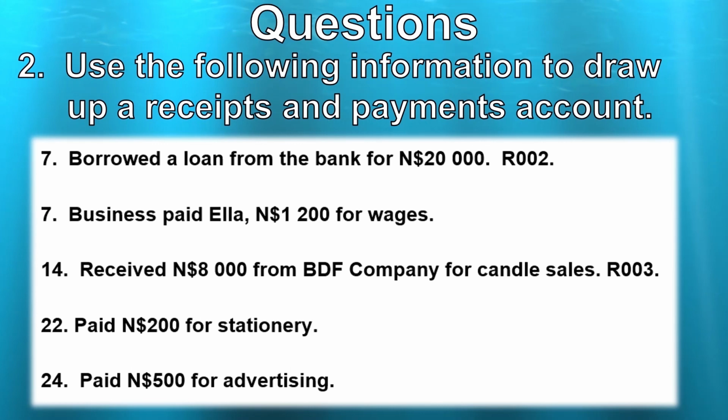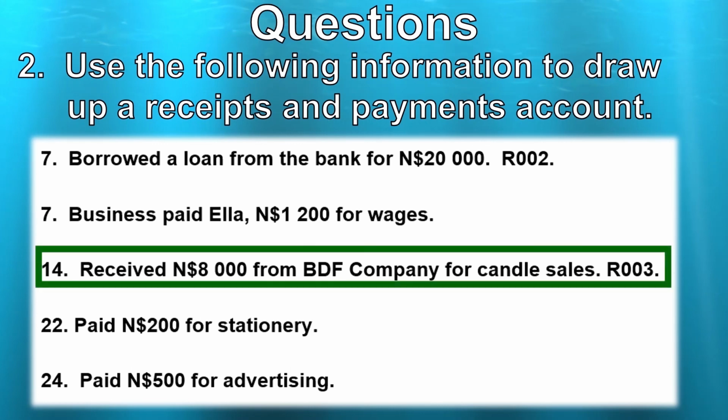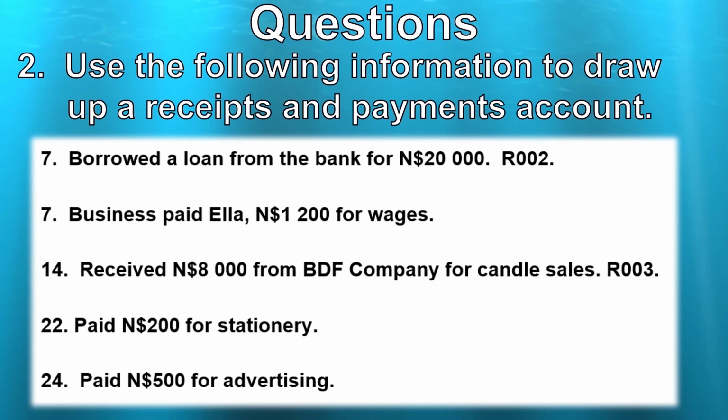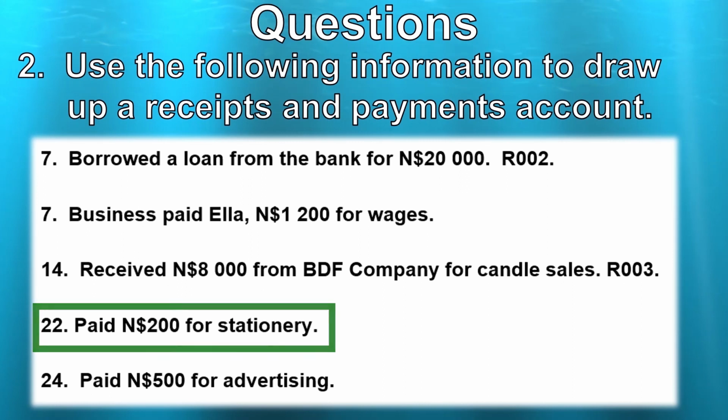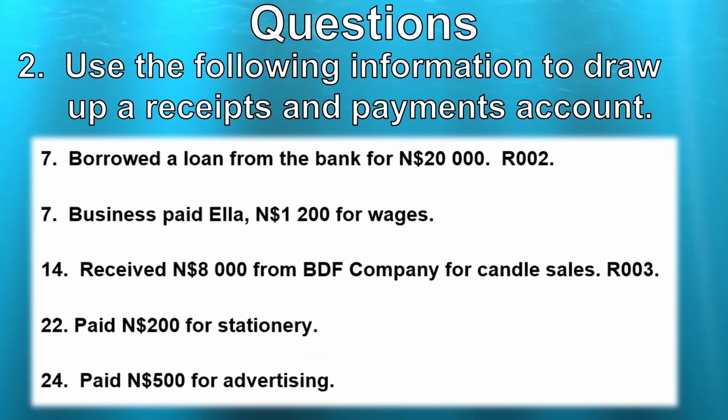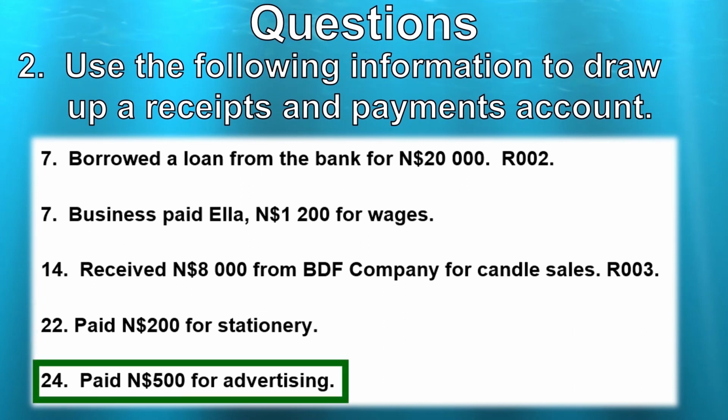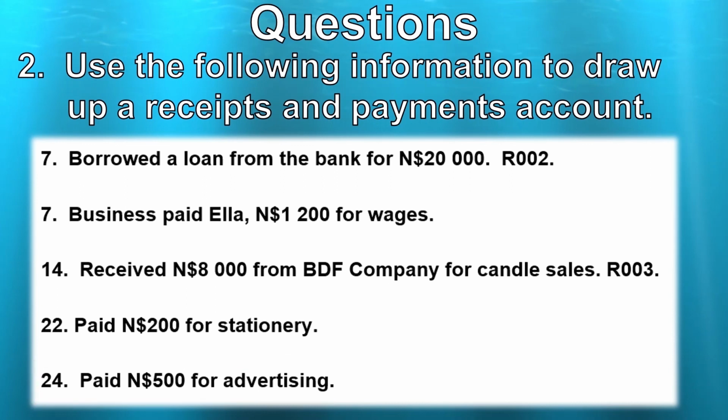On the 14th, the business received 8,000 from BDF companies for sales of candles. They issued a receipt number 003. On the 22nd of March, the business paid 200 for stationery. On the 24th of March, the business paid 500 for advertising. Please do the activity.